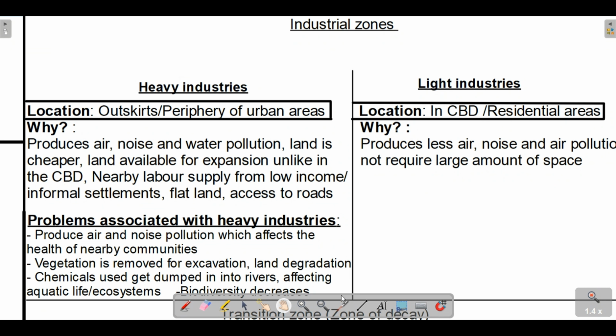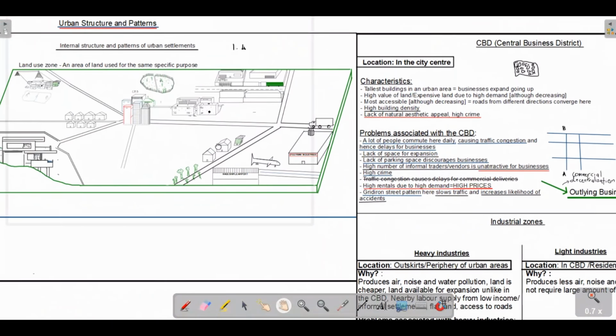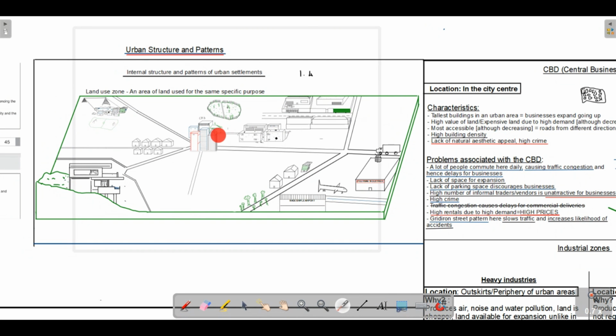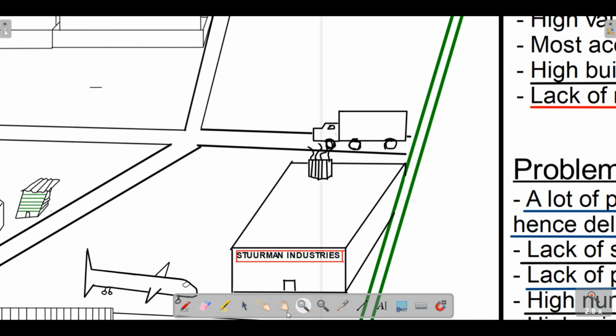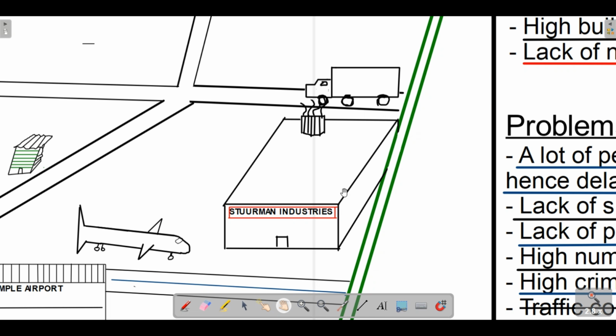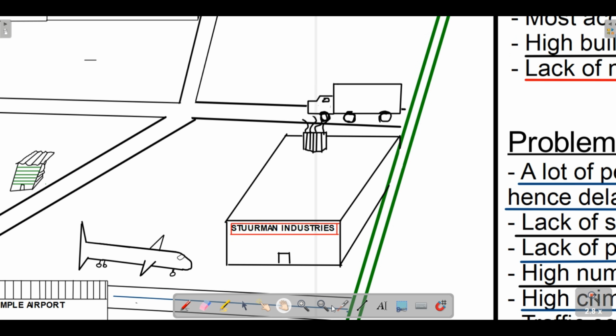Okay, so the heavy industries are located in the outskirts or on the periphery of the urban area. So periphery, we mean away from the center. Okay, so if this is the center, then the heavy industries, you're going to find them around these. Okay, on the outskirts, on these areas. Okay, and I actually have them right over here. Okay, so this is a huge area. I tried drawing a lot of different types of buildings, and I just decided to have just a simple one. So this is an example of a heavy industry.